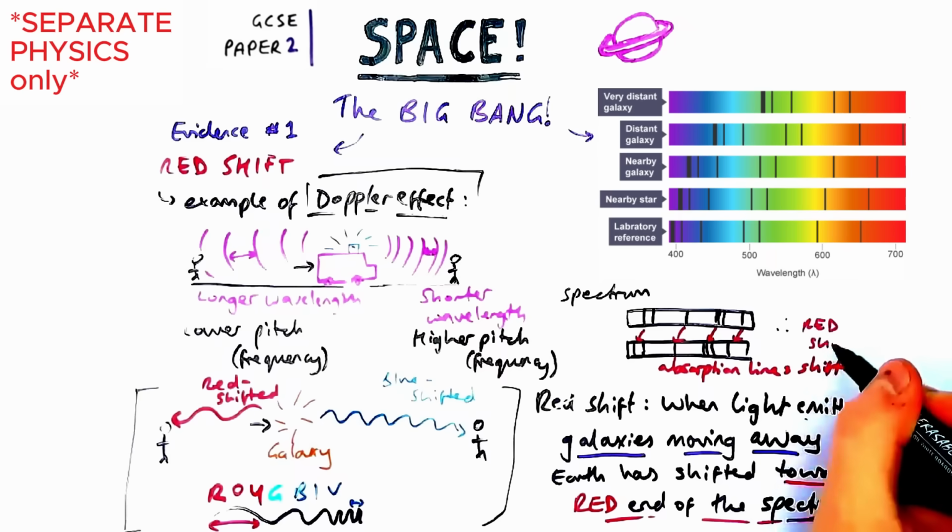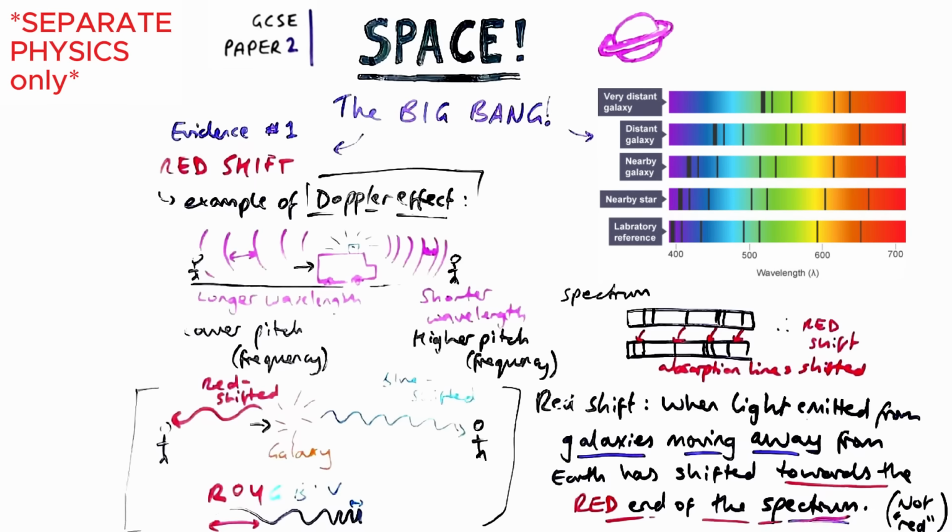So what do we notice when we look at all these things? Well, we actually notice that almost all those galaxies are redshifted. So almost all those galaxies we observe are moving further away from us on planet Earth.